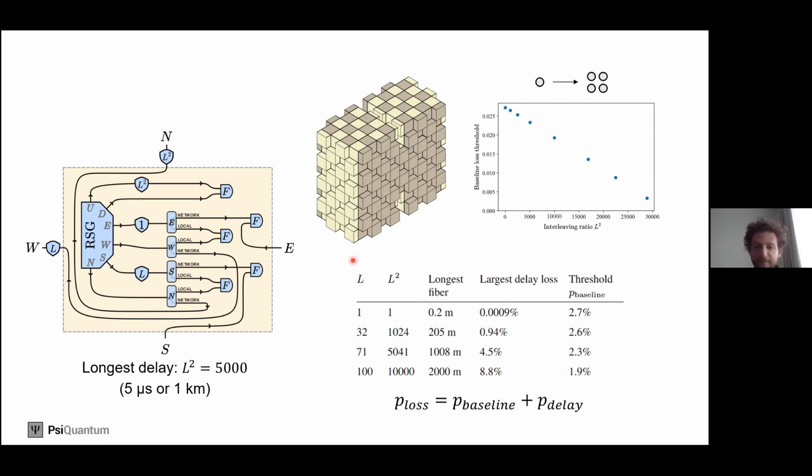In any case, the error model here is that each photon that we produce has 2 sources of loss. There's the baseline loss, which is the probability that the photon is lost in the RSG or in the switch or in the fusion device.